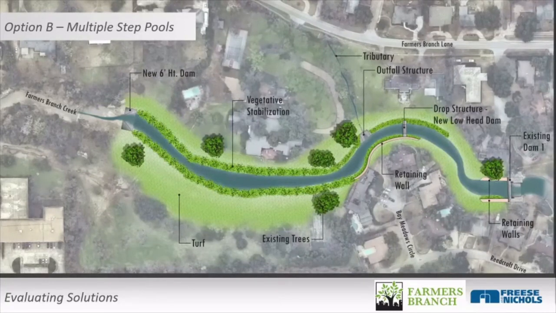Our second option is similar to the previous one, but the new dam would not be as high as the original. It's kind of a middle ground type of solution here. This concept also included some step pools to serve as grade control and bank stabilization features as part of the solution.